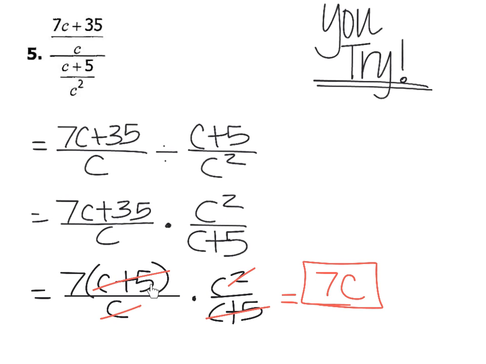Alright, remember when we're simplifying, first thing we always do is factor if we can. Then the c plus 5 will cancel out. Here we've got a c and a c squared. So 1c and 1c will cancel out. We have 1c left over. So what's left is 7 here, c here. Everything else is canceled out, so our final answer is 7c.